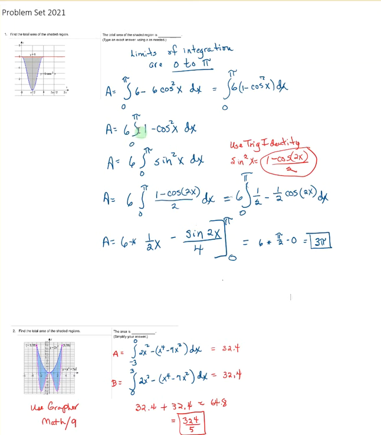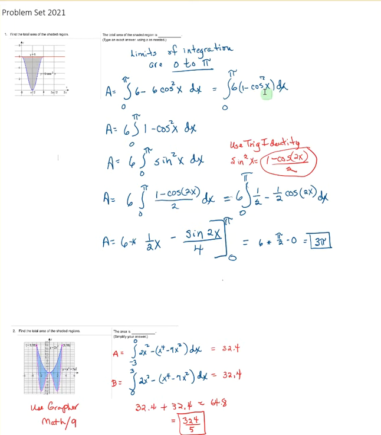All right, number 1. You are given this picture and it says the total area of the shaded region is. Type an exact answer. So they don't want fractions or decimals, and they want pi in your answer. This graph is going from 0 to pi, so those are our limits of integration. The thing on top is y equals 6, so we have the integral of 6 minus 6 cosine squared x dx.